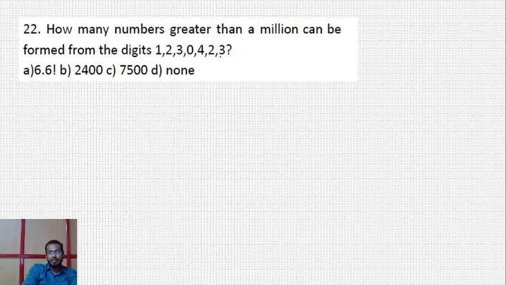Okay, so a million means we need 1, 2, 3, 4, 5, 6, 7 digits. It will be a million. So if I start with 0, then what will happen? It is not a million, right? So ones, tens, hundreds, thousand, 10,000, lakh and million. So it will be a lakh. So don't use 0 here.